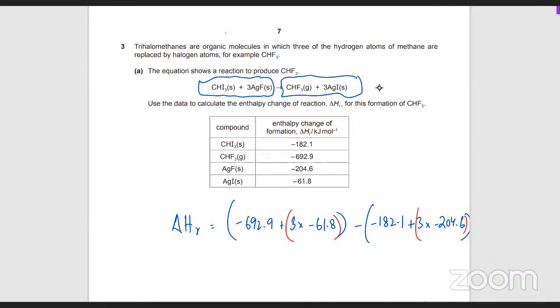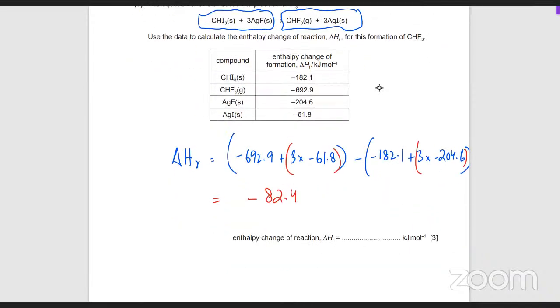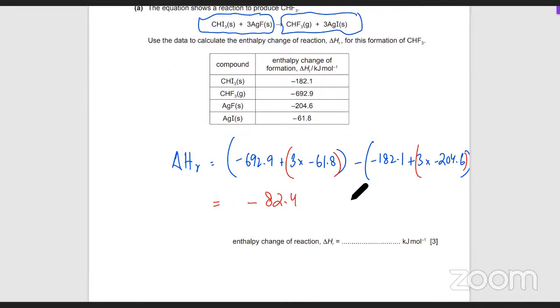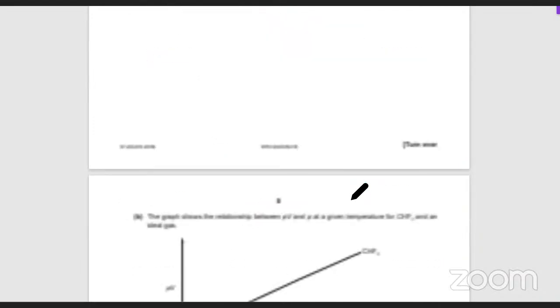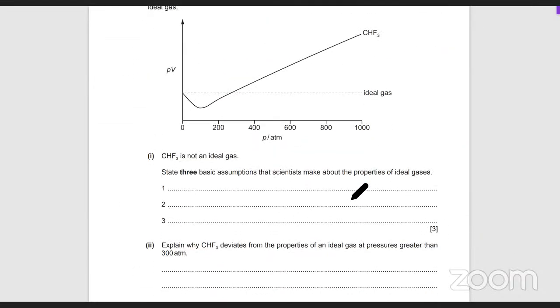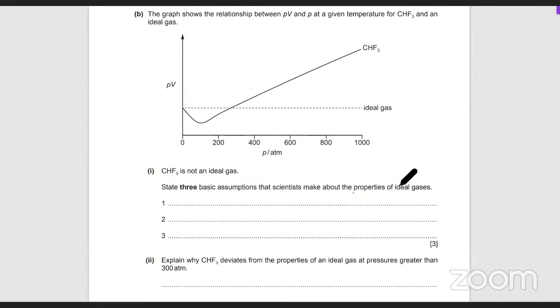Minus 82.4, ठीक है, kilojoules per mole. Then you have three basic assumptions of ideal gases. What are the three basic assumptions of ideal gases? क्या होती है?